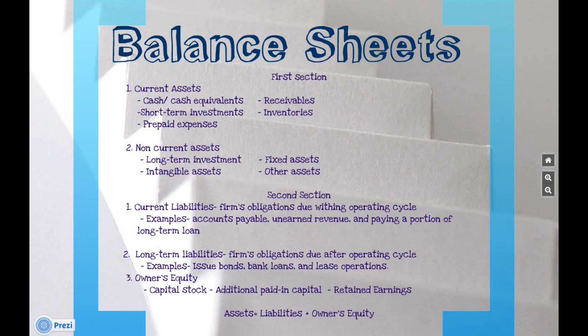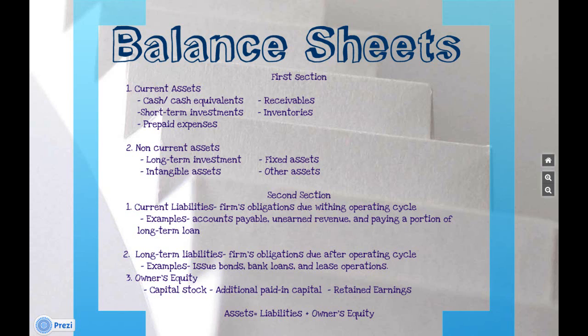The second section of the balance sheet is composed of liabilities, which are obligations a company has that may be classified as current or long-term, and equity, the residual interest in assets that remain after subtracting its liabilities. First, liabilities. Current liabilities are obligations a firm expects to cover through the use of current assets or the creation of current liabilities. For instance, accounts payable, acquiring goods by credit, collection, receiving advance, which is unearned revenue, and paying a portion of a long-term debt are current liabilities.